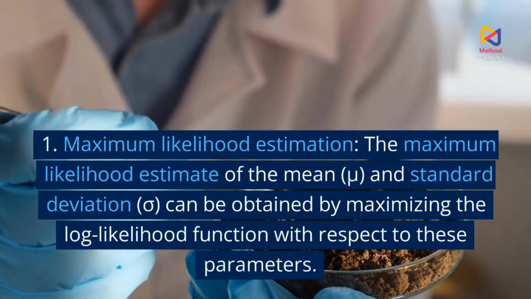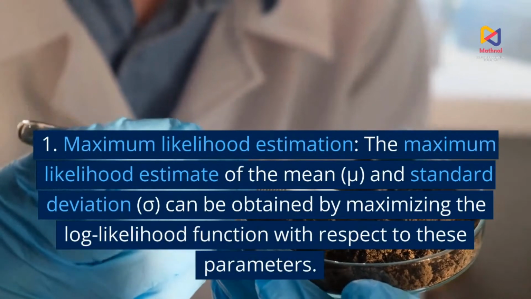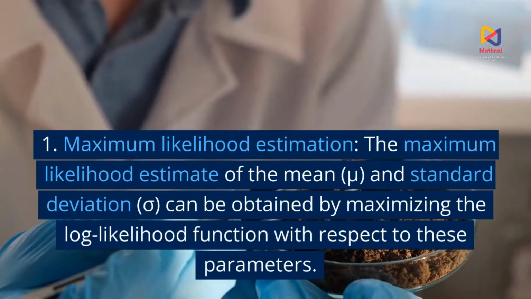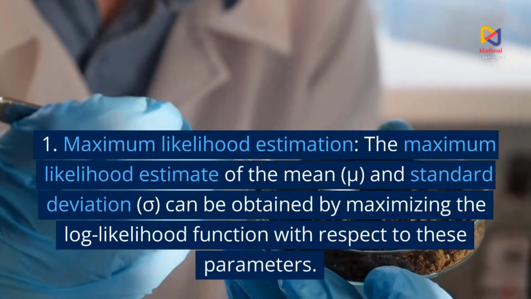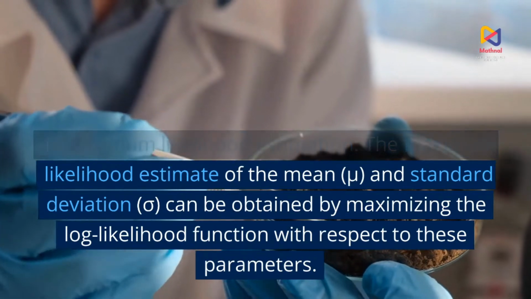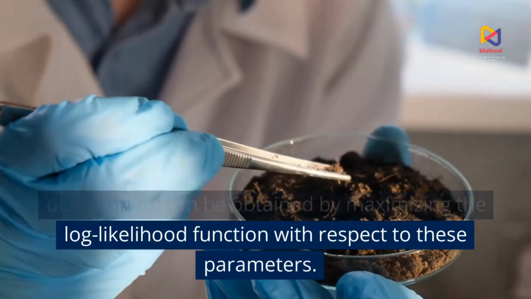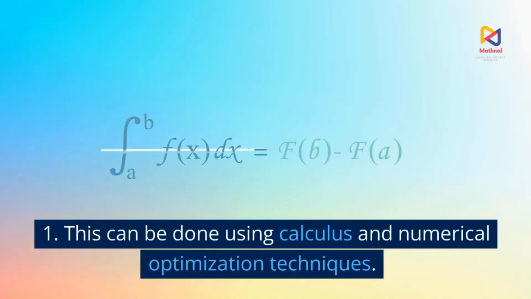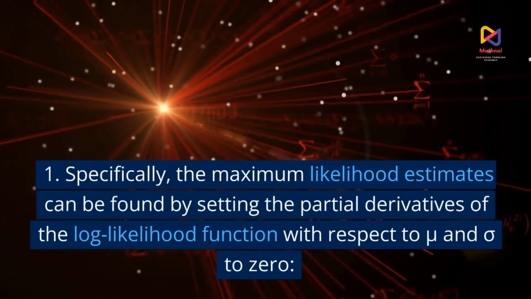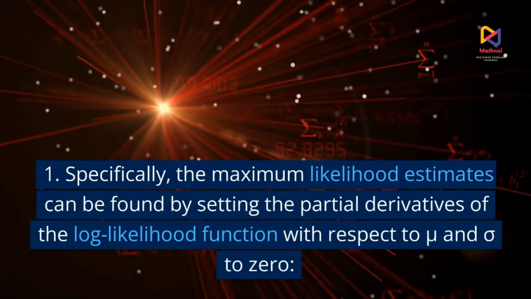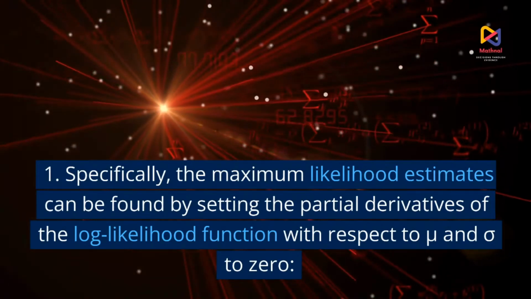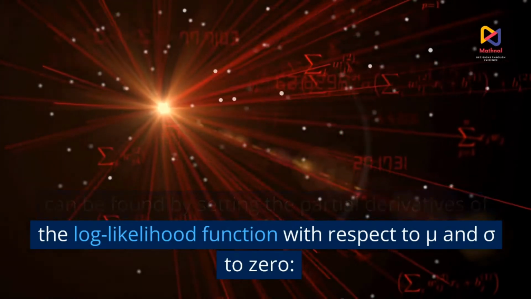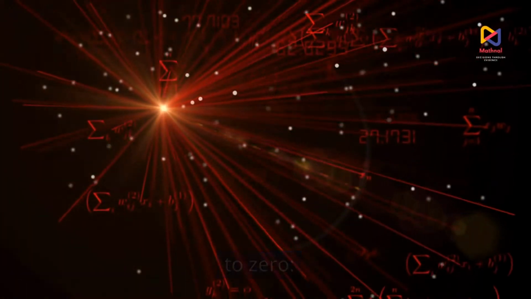3. Maximum likelihood estimation. The maximum likelihood estimate of the mean, mu, and standard deviation, sigma, can be obtained by maximizing the log likelihood function with respect to these parameters. This can be done using calculus and numerical optimization techniques. Specifically, the maximum likelihood estimates can be found by setting the partial derivatives of the log likelihood function with respect to mu and sigma to 0.